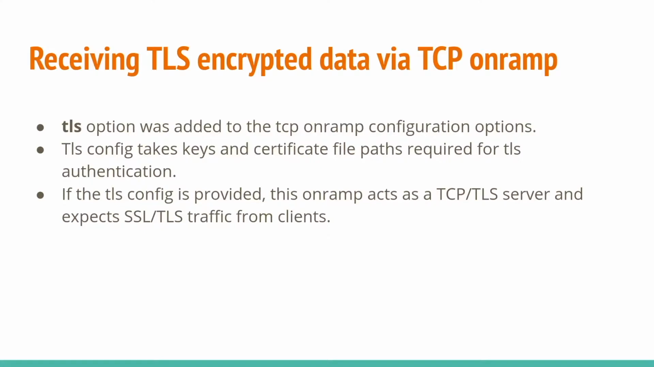TCP on-ramp listens on a specified port for inbound TCP data. A TLS option was added to the TCP on-ramp configuration options, and if the TLS config is provided, the on-ramp acts as a TCP TLS server and expects SSL or TLS traffic from clients. There are two options in TLS config, that is cert and key. Cert denotes the server certificate or certificate chain file, whereas key denotes the private key file.